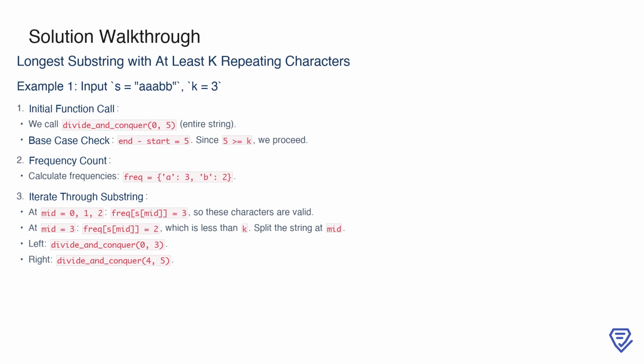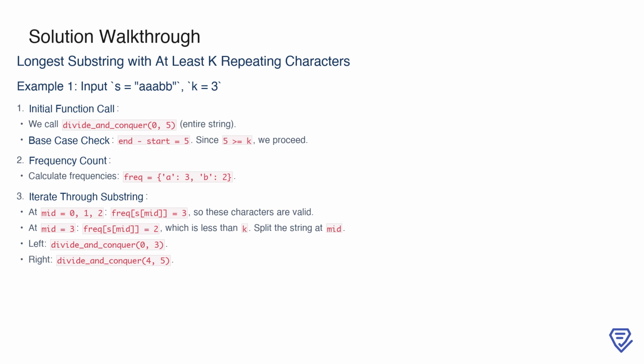To solve the problem of finding the longest substring where every character appears at least k times, we use a divide and conquer approach. Consider the input s equals aaabb and k equals 3. First, we call the function divide_n_conquer 0, 5, which represents the entire string. The base case checks if the length of the substring, calculated as end minus start, is greater than or equal to k. Since the length here is 5, we proceed. Next, we compute the frequency of each character in the substring, resulting in a: 3, b: 2.